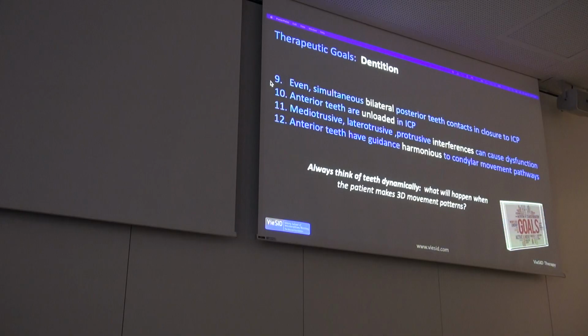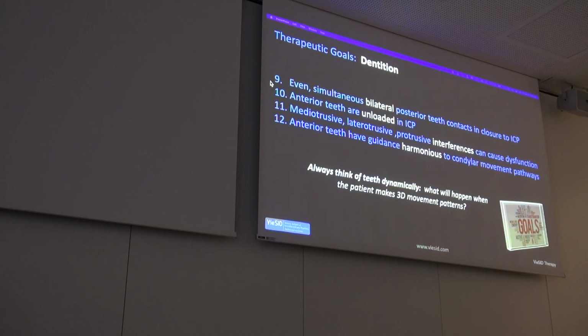When we look at the dentition on a simplistic scale, we must have even simultaneous bilateral posterior teeth contacts in closure to ICP. In other words, the final part of mastication, the final part of swallowing as our teeth lightly come together. We don't want one tooth to hit, we like them to hit bilaterally in the posterior. We know that Professor Slavicek always commented on the fact that the anterior teeth must be unloaded in ICP. We saw a couple of years ago some excellent research from Japan which showed in functional MRIs in the prefrontal cortex and the limbic system areas fireworks going off when the front teeth hit too hard.